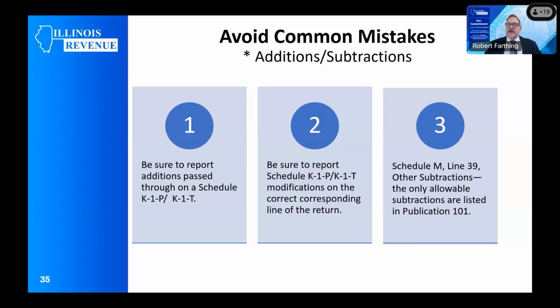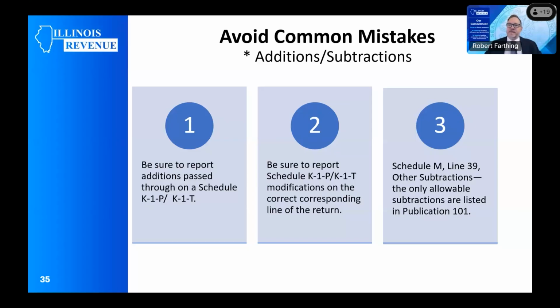If there's ever a subtraction that we allow on Schedule M, line 39, it will be listed in the most current version of the Publication 101. So be sure to check the publication before you submit your return with an amount on line 39 of Schedule M.